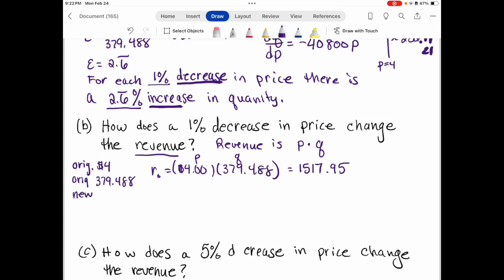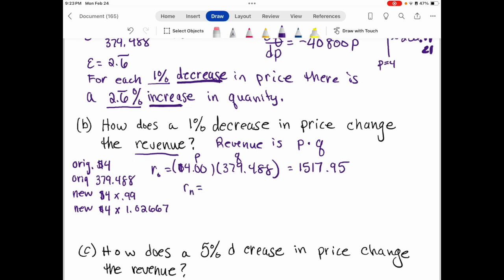If we had $4 and it decreased by 1%, that means instead of being at 100%, you're at 99%. So I'm going to take $4 and multiply it by 0.99. That will give me my new price with the 1% decrease. Since the quantity is going to increase by 2.6 repeating percent, that means it's going to be at 102.6%. So we're going to take $4 times 102.6% as a decimal, which would be 1.02667.